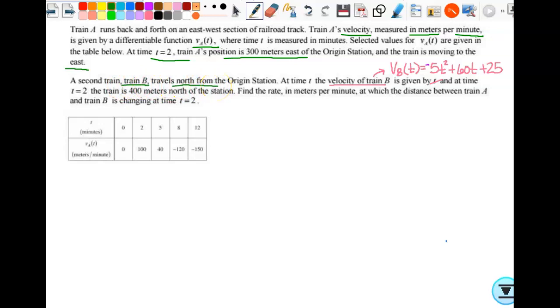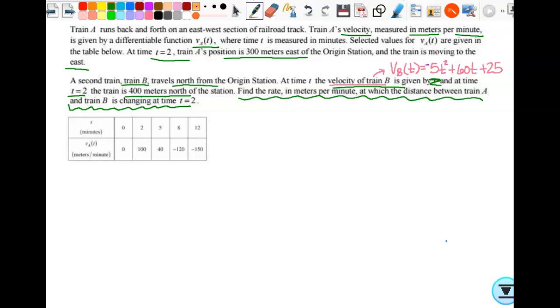Okay. All right, second, train B travels north from origin station. So remember, we can go left and right, or we can go up and down, but it's only one of those two. At time t, the velocity of train B is given by this that we rewrote. And at time t equals 2, the train is 400 meters north of the station. Find the rate in meters per minute at which the distance between train A and train B is changing at time t equals 2. That's a lot of information, right? Okay, so here we go.